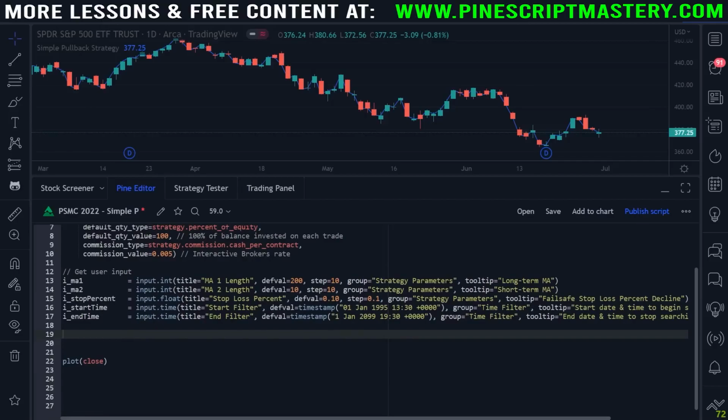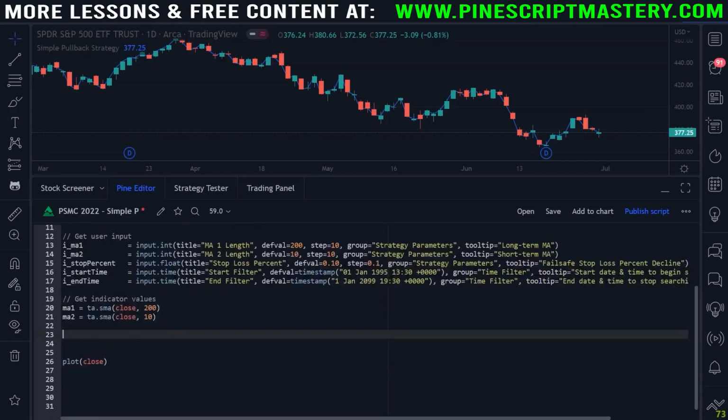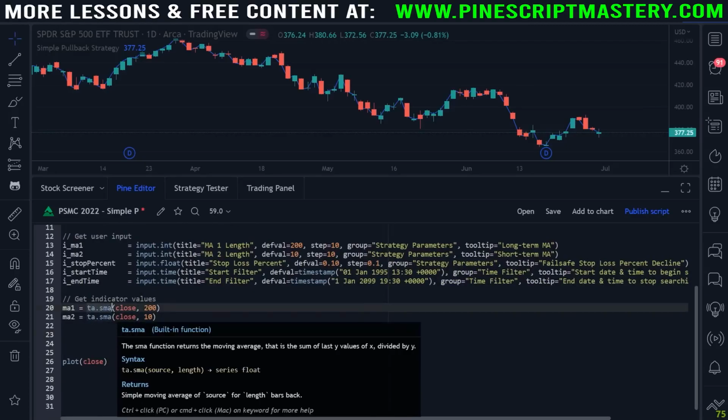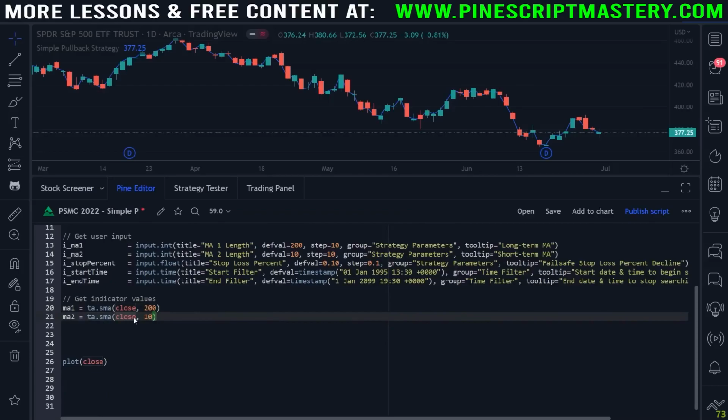The next thing we need to do is get our indicator values. So again, I'll just paste this code to save time. It's really simple. We're just getting two moving averages, two SMAs using ta.sma, both based on the closing price source, and one with a 200, one with a 10 period.